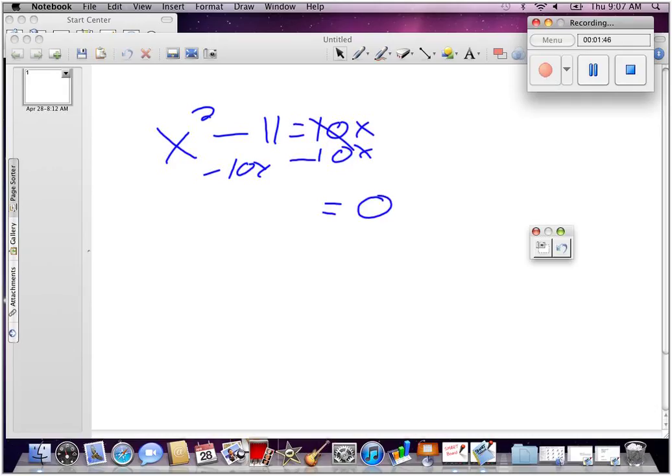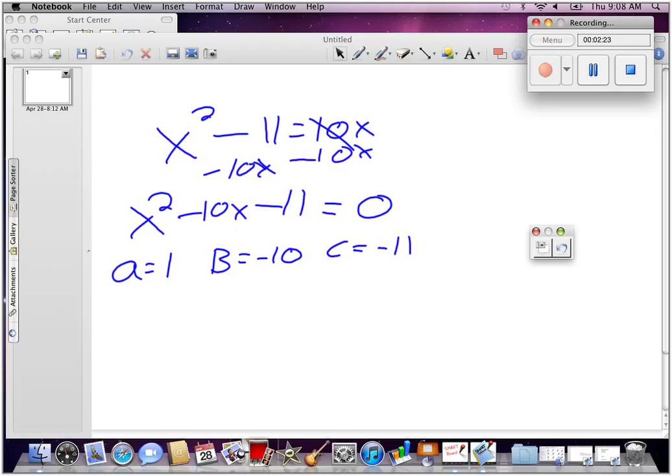Here's a huge mistake I noticed first hour. You must put them in the right order. Remember, x squared comes first, and then what comes next? Negative 10x, okay, because that's where the x's are, minus 11. Remember, you can't combine any of those because one has an x squared, which doesn't go with an x. One has an x, doesn't go with any of the others, and one's a number all by itself. You can't combine any of them. Okay? All right, next I'm going to label it A, B, and C. A equals 1, B equals negative 10, C equals negative 11.